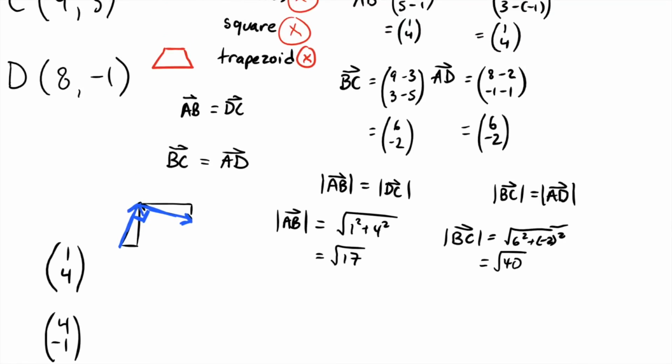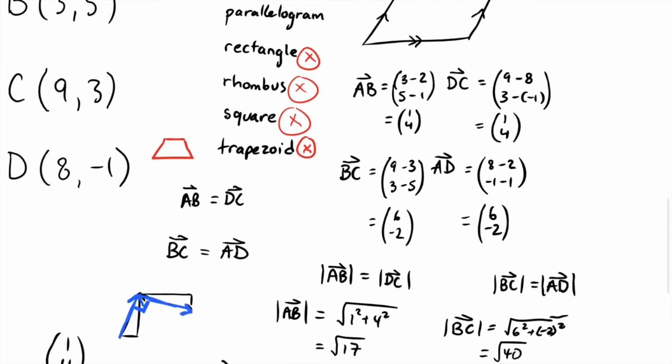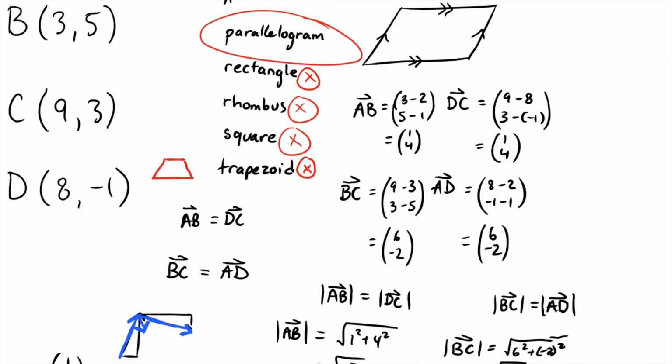But if I look at my vectors, one of them is the vector 1, 4, the other one is the vector 6 and negative 2. And because those aren't just a matter of swapping components and changing the sign, I know that AB is not perpendicular to vector BC, so that rules out a rectangle. There are no right angles there, so I can say with absolute certainty that this is a parallelogram with no other specific classification to it. So opposite sides are parallel, opposite sides are the same length, but that's all I can say with certainty, so I can only classify this one as a parallelogram.